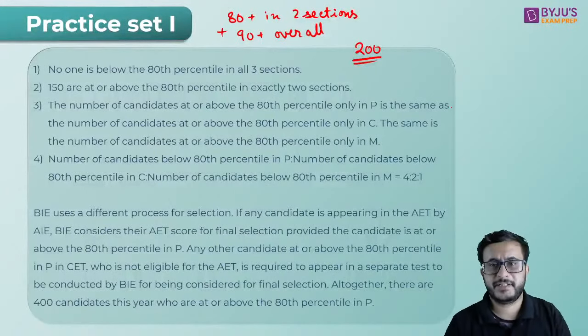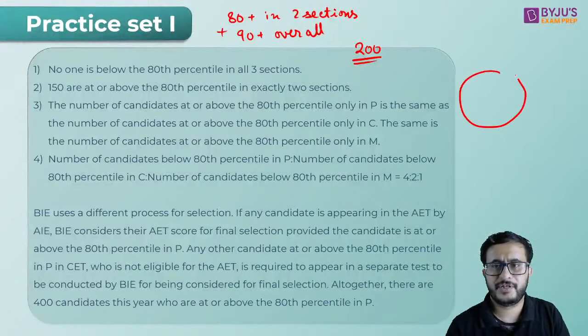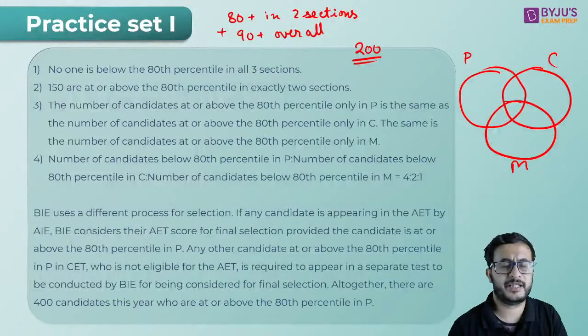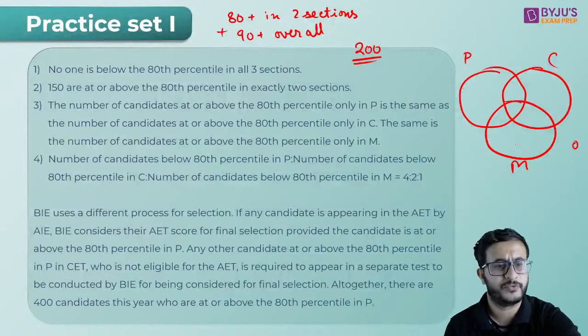So the first condition, let us first draw the Venn diagram. We'll draw a Venn diagram of three different subjects: physics, chemistry, and mathematics. It says that no one is below the 80th percentile in all three sections. So someone might be below 80 in one of the sections or two of the sections, but no one is below 80 in all three sections. So the number outside here is 0.